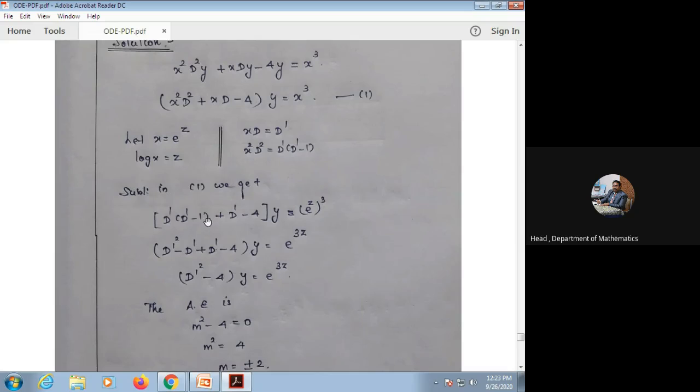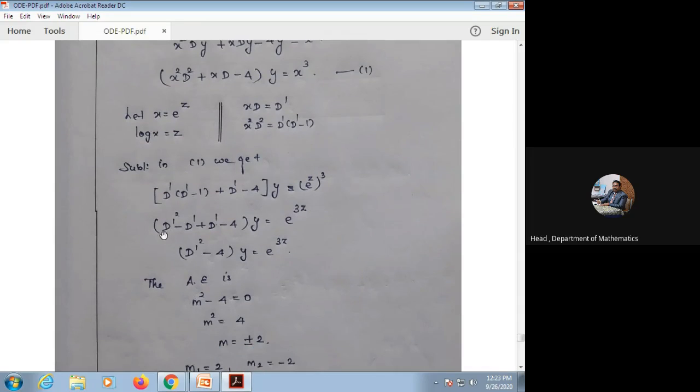We get x square D square value as D dash into D dash minus 1, plus x D value, that is D dash, minus 4, y equals x, where x equals e power z. Therefore, it is e power z whole power 3. Simplifying, D dash squared minus D dash plus D dash minus 4 equals e power 3z. These two terms cancel, so we get D dash square minus 4, into y, equals e power 3z. This is the ordinary form.